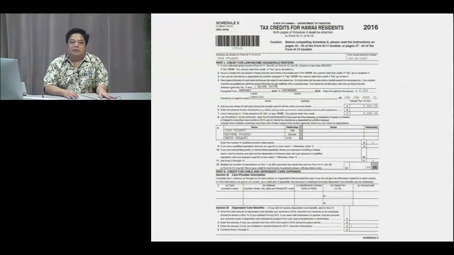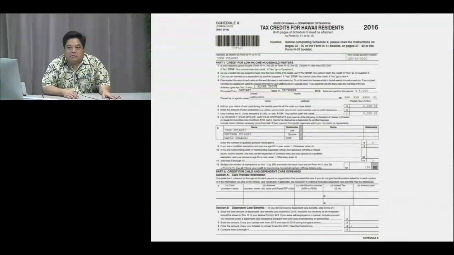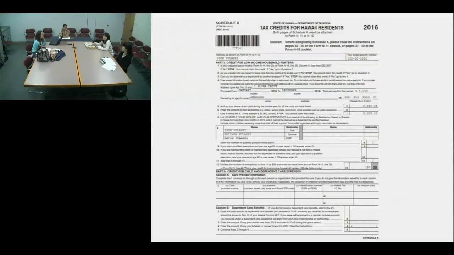Okay, go ahead, Kapilani. Hi, I'm a F1 student. I've been working on campus for 2 years, but this is the first time I work on the tax return. Is it possible to get tax return from 2015? Sorry, what was your last sentence? Your question, is it possible to get what? Tax return from 2015.